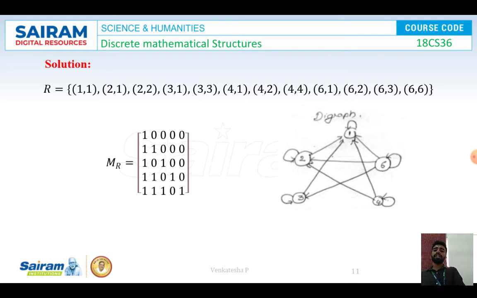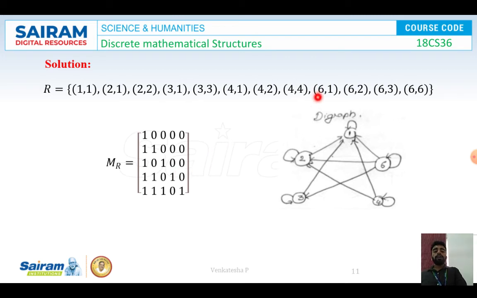So now we can see that at (1,1), at row 1 and column 1, I can assign the value 1 here. And next at row number 2 and column 1 I am giving the value 1 here. Again at row number 2 and column number 2 I can give the value 1 here. Again at row number 3, column number 1 I can give the value 1. At row number 3, column number 3 I can give value 1. At row number 4, column 1 I can give value 1. At row number 4, column number 2 I can give value 1. At row number 4, column number 4 I can give the value 1 here.